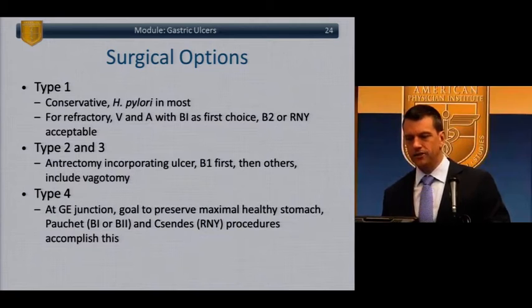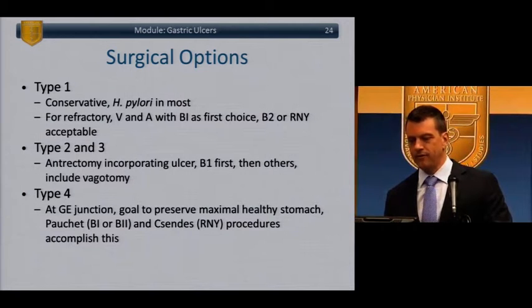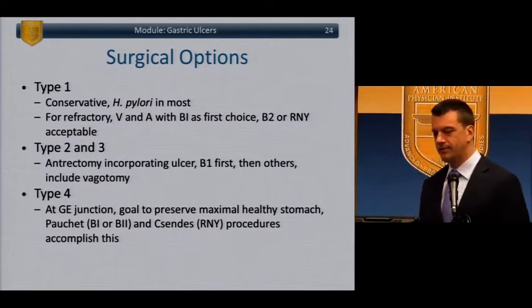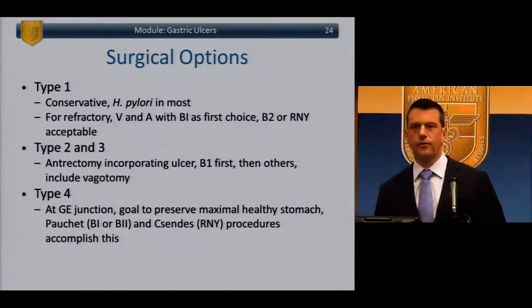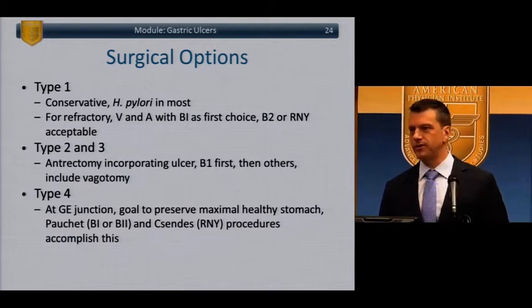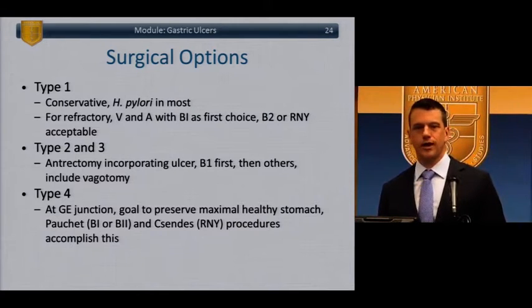So in the surgical options for type 1 ulcers, again, conservative treatment. Most of these are H. pylori related. For refractory, you can do a vagotomy and antrectomy with Billroth 1. Remember, a Billroth 1 is where the stomach remnant is re-anastomosed directly to the duodenum. Billroth 2 is where the remnant stomach is anastomosed to a loop of jejunum.